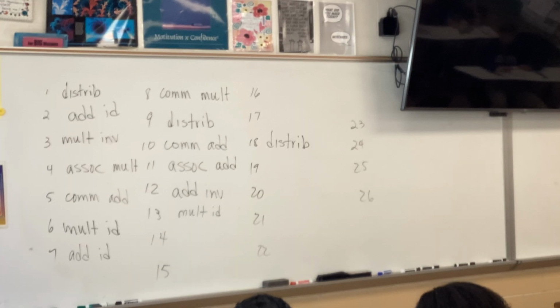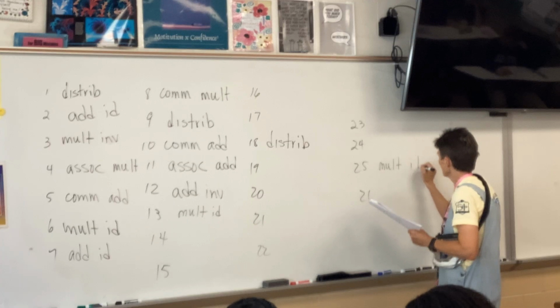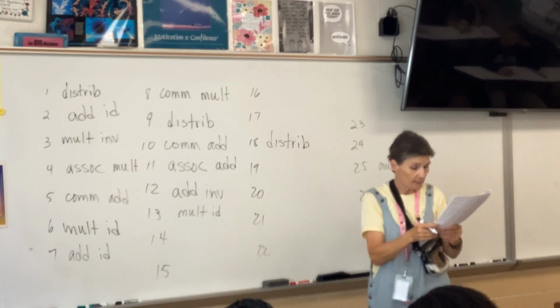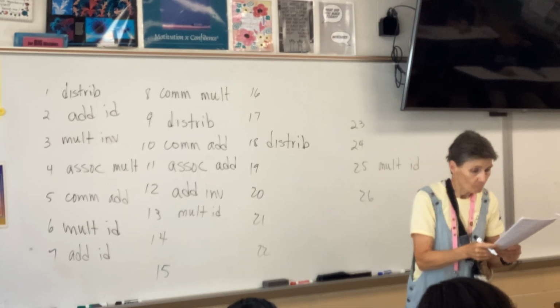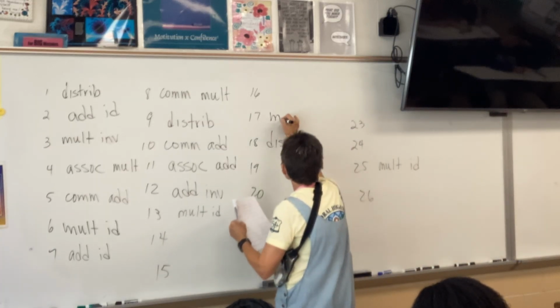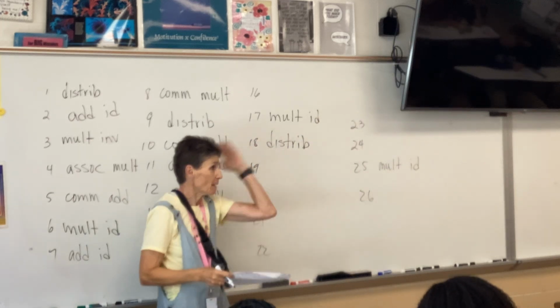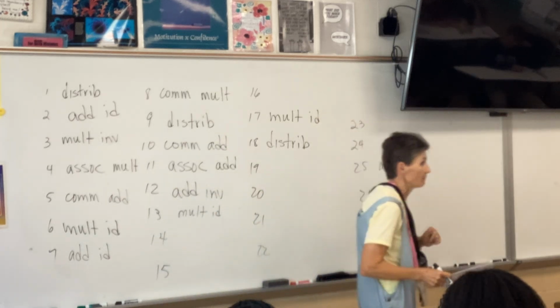25 is multiplicative identity, absolutely. Perfect. Whitley, 17 is also multiplicative identity. You are right. Anytime that you multiply by 1, you're multiplicative identity.